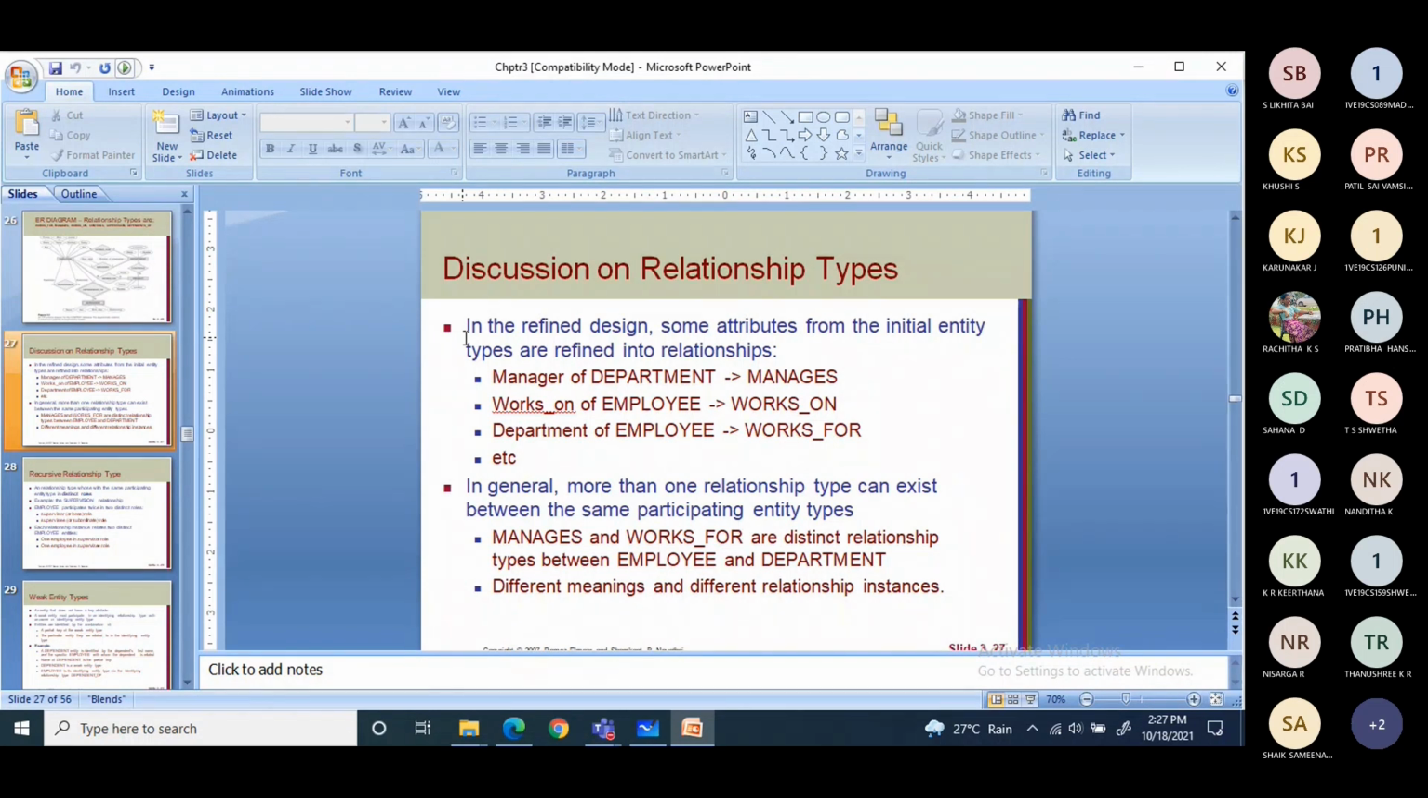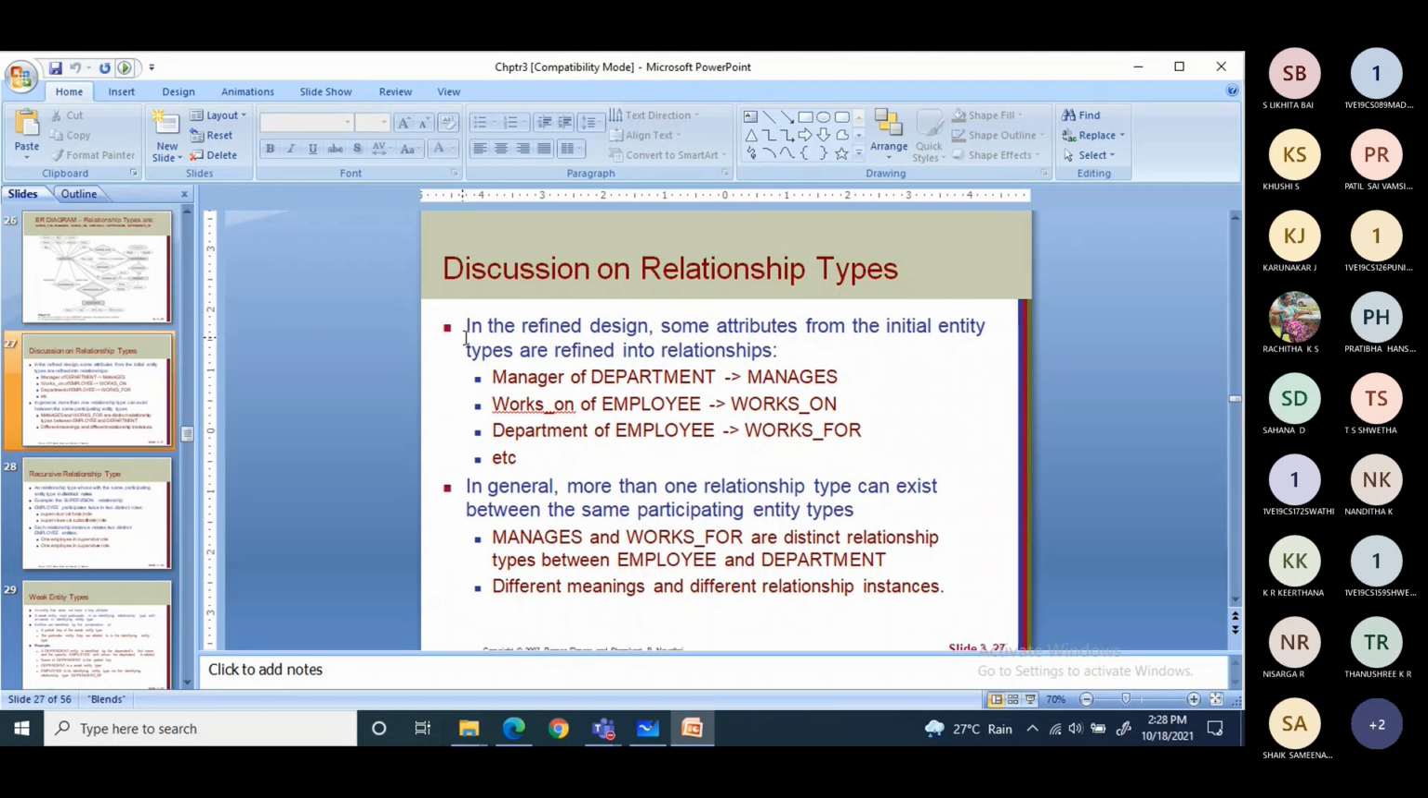Okay, and works on of employee. Any one employee, or more employees, work on a particular company or particular project. A department of employee again: employee works for department, employee works on project, right? Department managed by some employee, or employee manages department. Okay, so these are the relationship types.